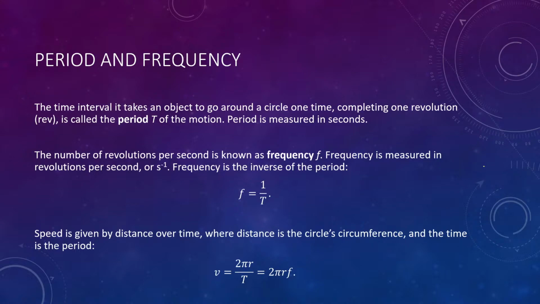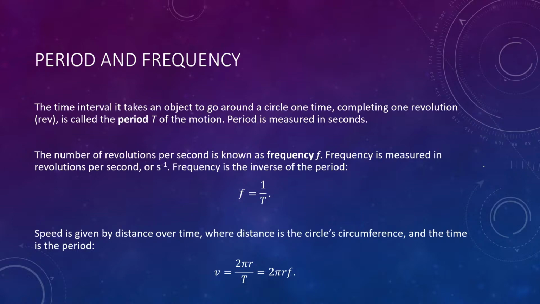It could be a pendulum swinging back and forth, back and forth. All of these are repetitive or periodic motions. So we want to make sure we can define both of these terms before we move forward. Period is the time it takes for you to go around a circle one time. In other words, the time it takes to complete one revolution.